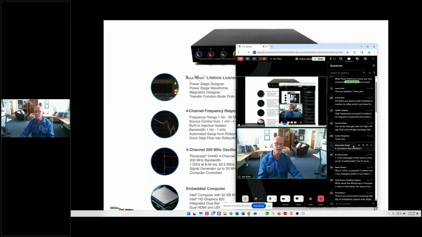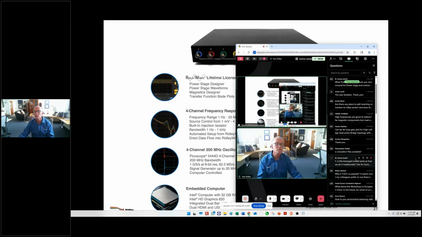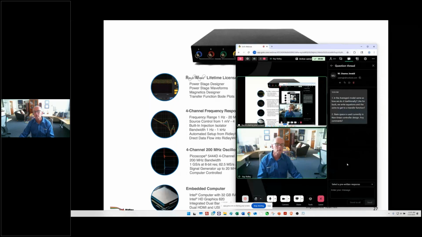Average models are the same as we do it traditionally. What does that mean? Well, you can write the equations if you want to. I don't know why you'd want to do that. State space is used in nonlinear controller design. Well, every controller is nonlinear. A PWM converter is nonlinear. If you like doing state space, do some state space. If you're in university, sure, enjoy your state space. There are other ways to do it. I like to keep things simple because you've got a converter to build.